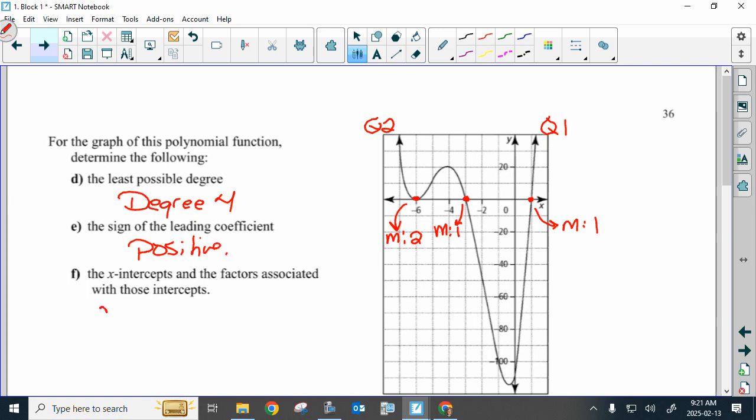Now watch this. If I say my x-intercepts, x is equal to -6, x is equal to -3, x is equal to 1.